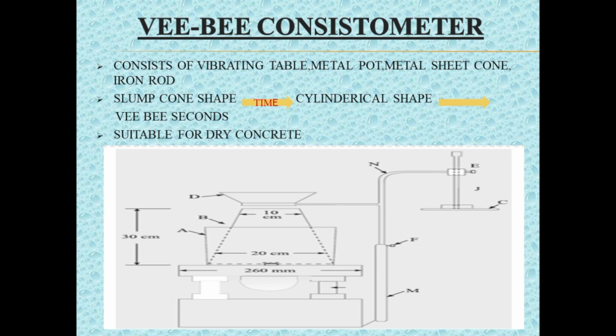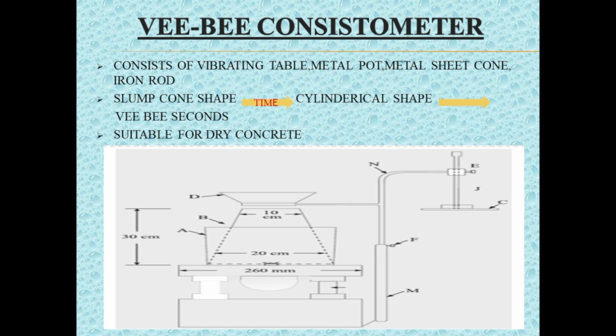This is a suitable laboratory test to measure the mobility and compatibility of concrete. This test consists of a vibrating table resting upon elastic supports, a metal pot, a sheet metal cone open at both the ends, and a standard iron rod connected with a glass disc.